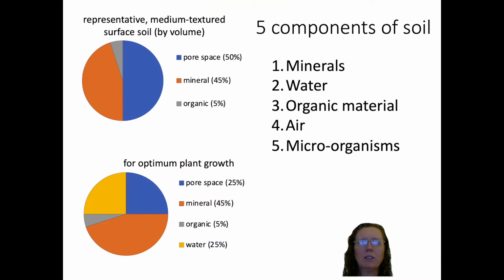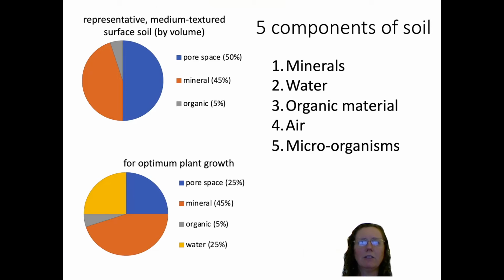But soils are not just minerals. Minerals are one of 5 components for functioning soils. Soils also require water, organic material, air, and microorganisms. As shown in the top pie chart, slightly less than half of a soil's volume is made up of mineral material. Organic matter and microorganisms are a small but mighty 5%.